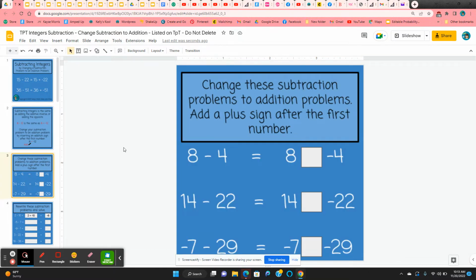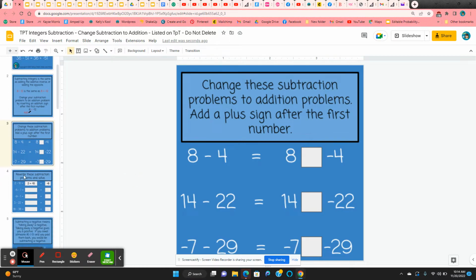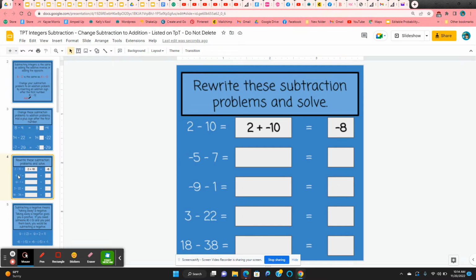So the next slide is pretty simple. It's an introduction. So all they have to do is add a plus sign. 8 minus negative 4 is the same as 8 plus negative 4. So they're just adding plus signs here. This is just to help them visualize what it's going to look like. And then they're given several problems to do. They have to rewrite the problem as an addition problem and then solve it.